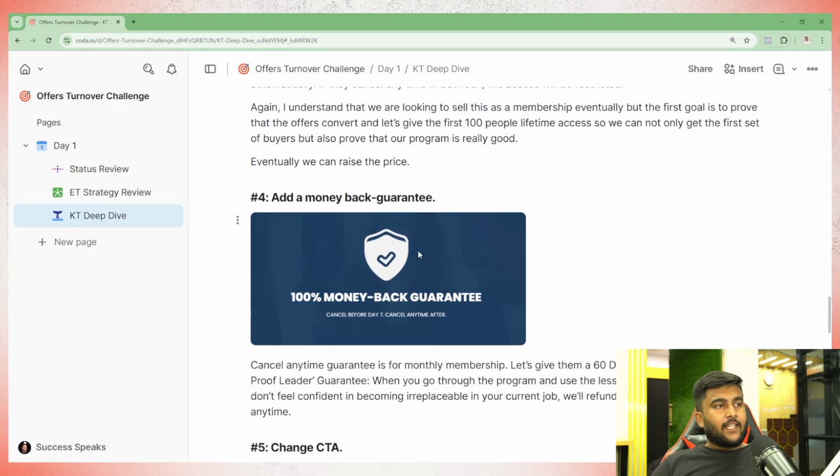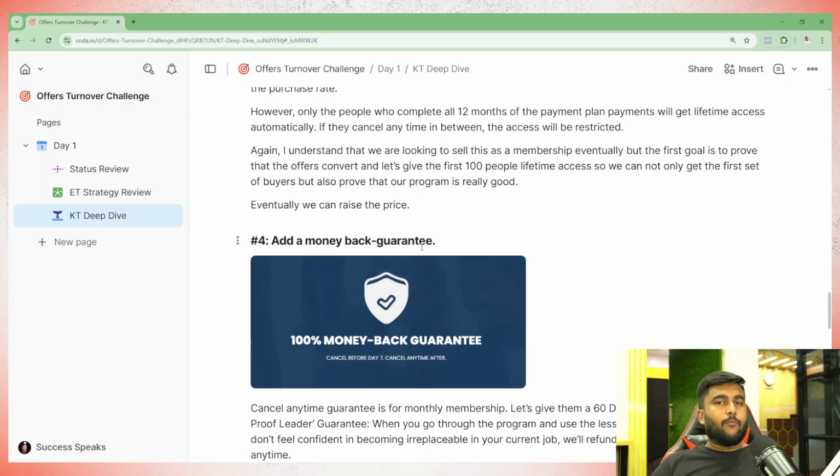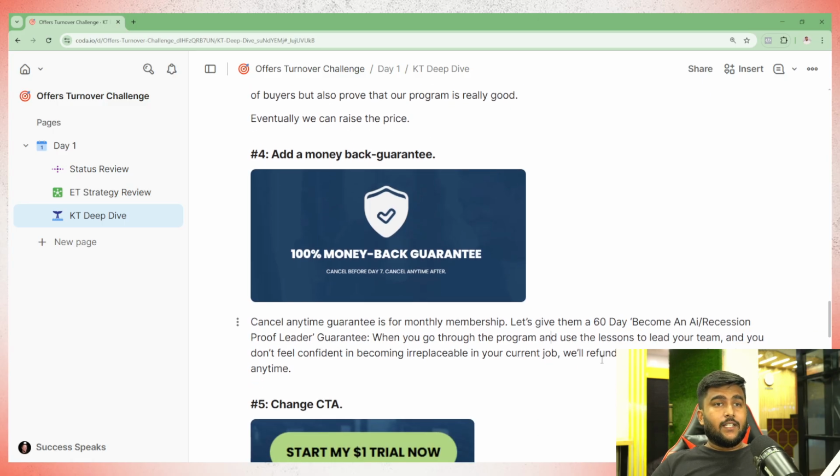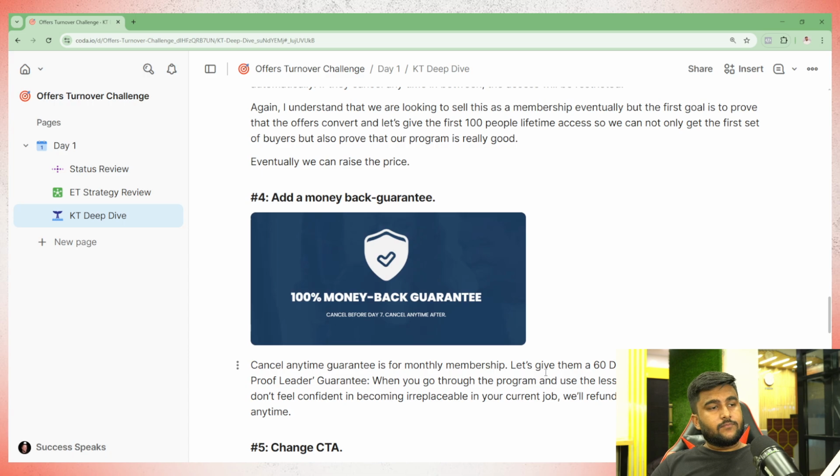Okay, and then the fourth thing that I suggested was add a money back guarantee. Now usually when we do not have a lot of proof and a huge social media following, money back guarantees help us a lot, right? So let's just say that I suggested to name the money back guarantee as the Become an AI or Recession Proof Leader Guarantee. When you go through the program and use the lessons to lead your team, and you don't feel confident about becoming irreplaceable in your current job, then we will refund you every single penny and you can cancel the membership anytime. Okay, so this was the idea about adding a money back guarantee.